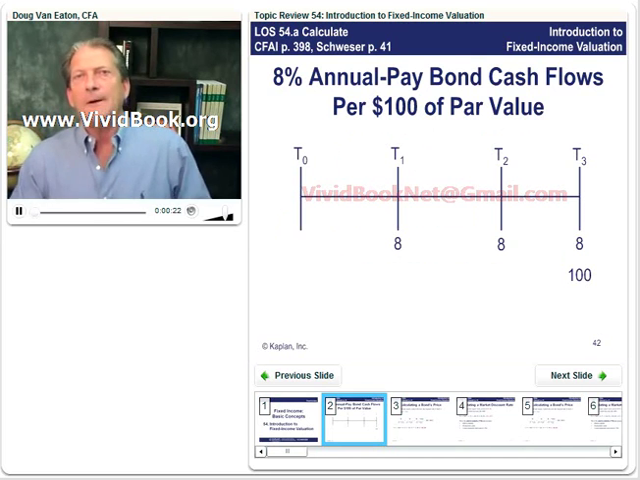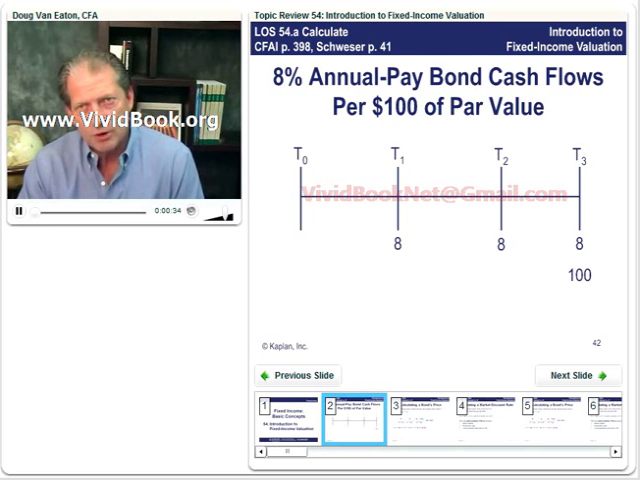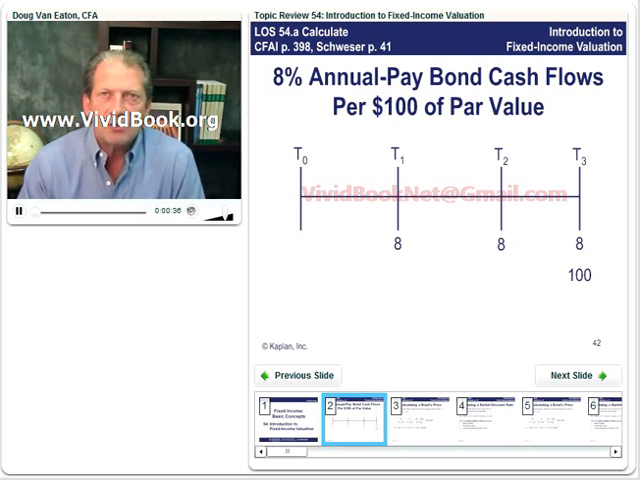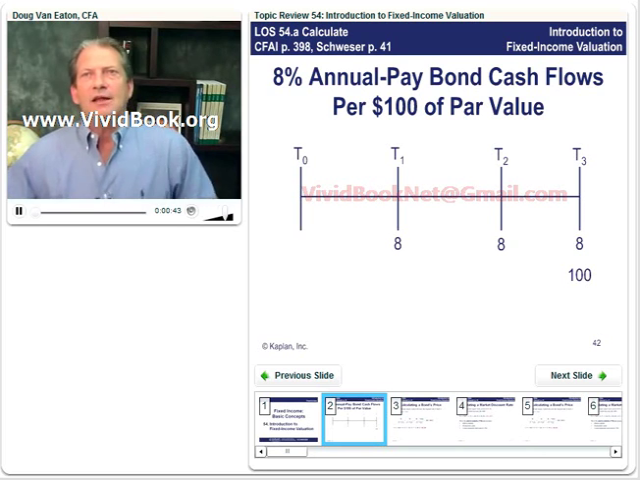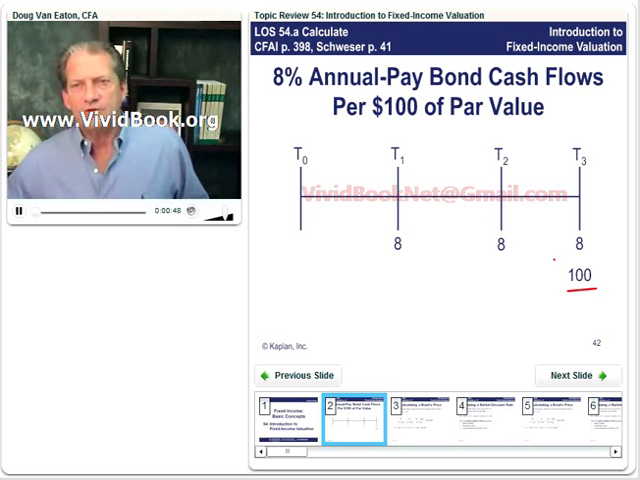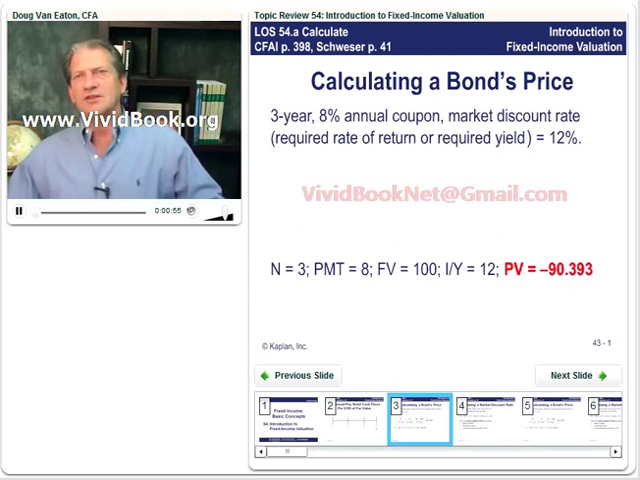I've just got a diagram for you of simple bond payments through time. This is an 8% annual pay bond per $100 of par value, which is often the way we quote bonds. So 100 means 100% of par value. And we've got 3 coupon payments of 8, and at maturity we also get the principal repayment of 100. So now all we have to do is take the present value of those to value this bond, but we need a discount rate.